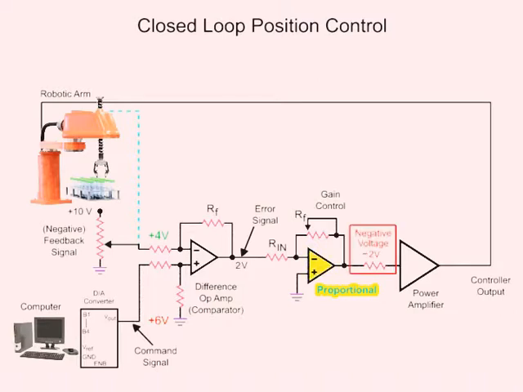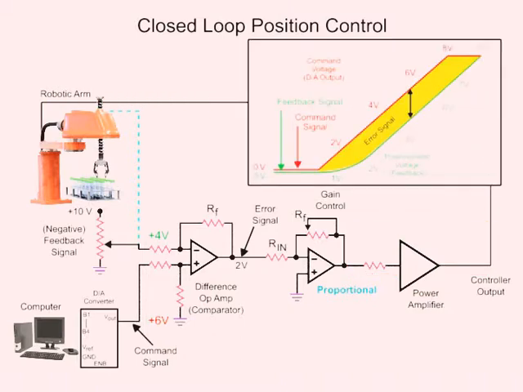The voltage is then amplified by the power amp and inverted to a positive voltage and applied to the motor of the robotic arm. The robotic arm moves to the desired position until the error signal at the difference op-amp is 0. When the arm reaches the desired position, the difference op-amp voltage is reduced to 0, and the feedback voltage from the potentiometer equals the command voltage of the computer.